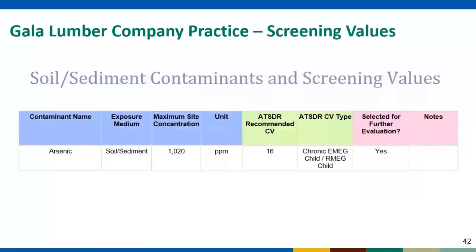FAST will also allow you to download your site table into a table like this. As shown on the slide, the chronic child EMEG and RMEG is the recommended CV, and FAST will tell you to select arsenic for further evaluation. If you had more contaminants, this list would be longer and would include their maximum concentrations, their ATSDR recommended CVs, and whether they would be selected for further evaluation.